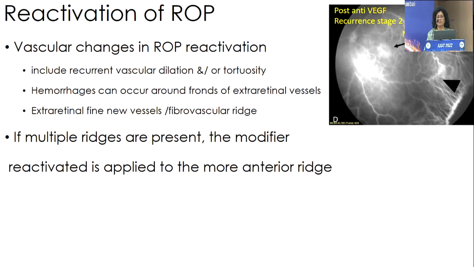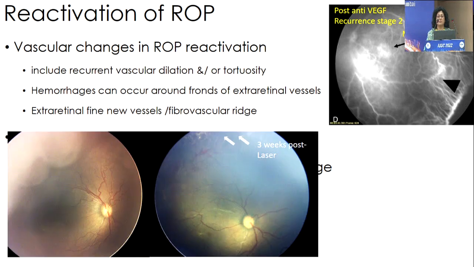If multiple ridges are present, especially after anti-VEGF treatment, you will add a modifier. Reactivated is applied to the most anterior edge that you would be seeing. You could see this kind of reactivation after laser also. This patient was taken up for laser treatment as well as anti-VEGF treatment. At 3 weeks follow-up, you see this dilatation and tortuosity has decreased.